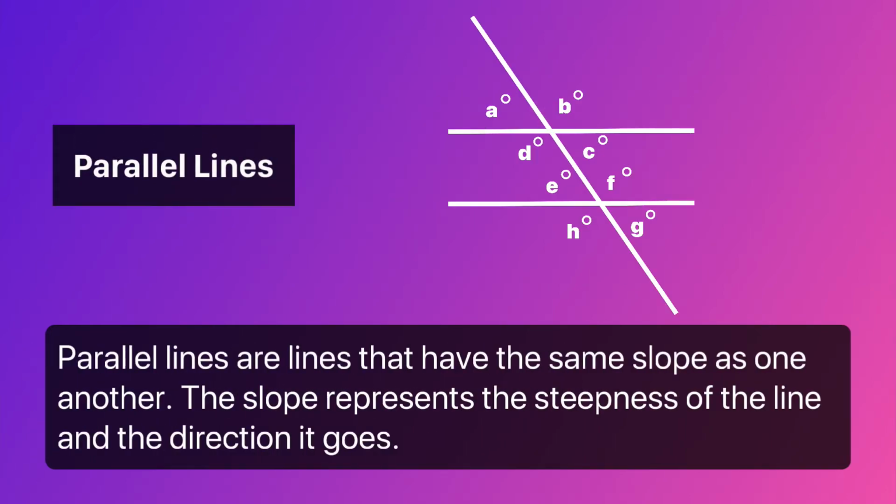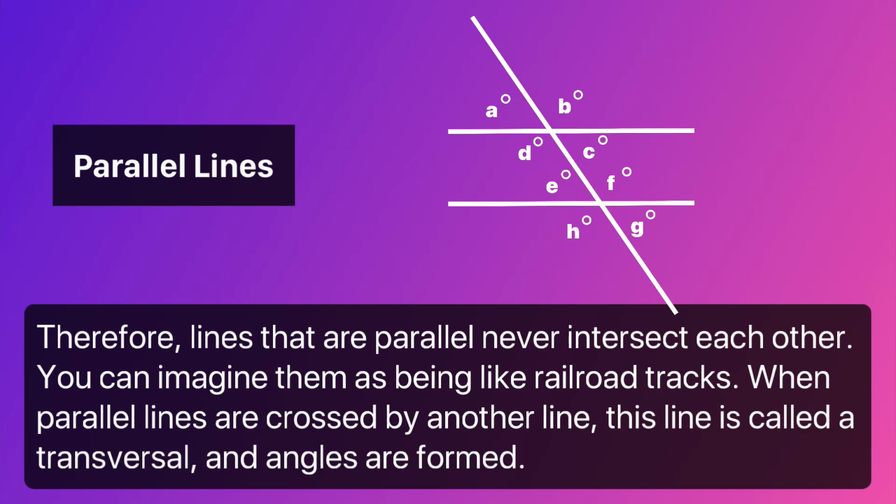Parallel lines are lines that have the same slope as one another. The slope represents the steepness of the line and the direction it goes. Therefore, lines that are parallel never intersect each other. You can imagine them being like railroad tracks.